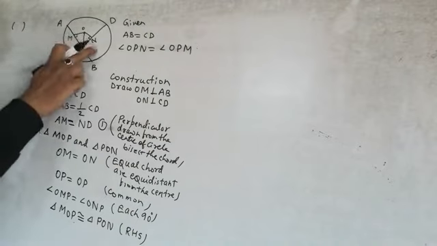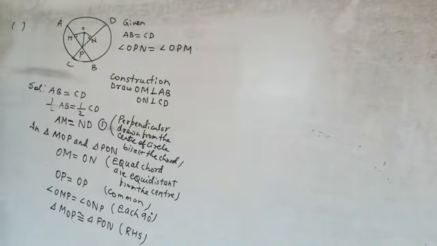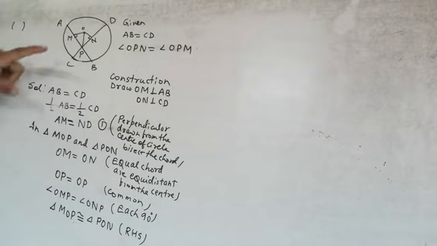Now we will make these two triangles congruent. If these two triangles are congruent, we can easily prove that they are equal to each other. So for that, these two chords are given equal, and we have to make the triangles congruent. To make the triangles congruent, we have all the steps.